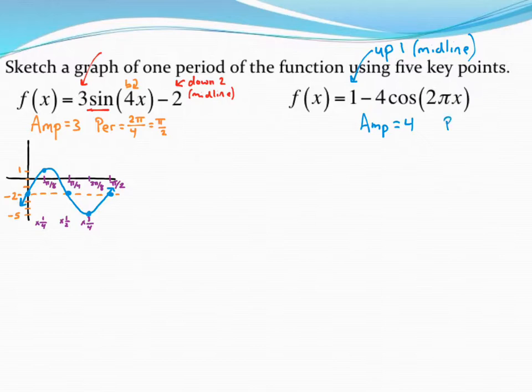I'll also want to know what the period of the graph is. The period is associated with the b value. It's connected to it. It's not that itself. The period is equal to 2 pi, the normal period for sine or cosine, divided by the b value. Well, this time the period works out to just be 1.